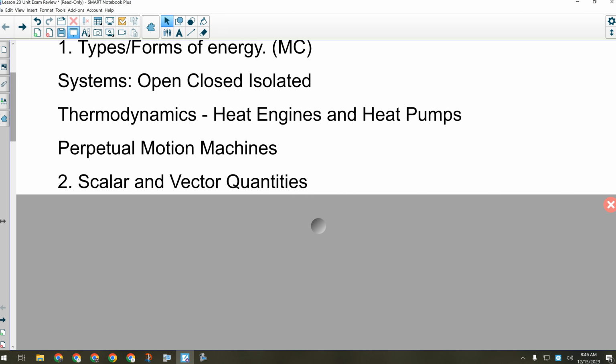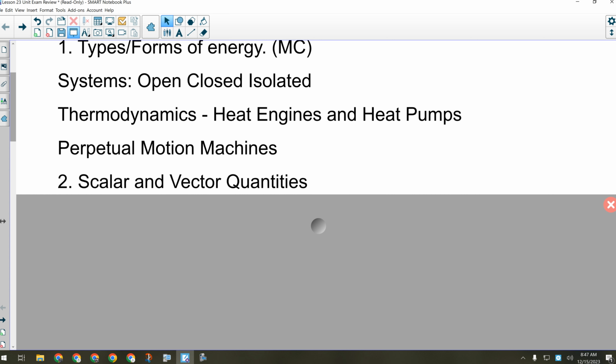Scalar and vector quantities. Where am I going to test that? Multiple choice or written response? Both. There could very likely be a multiple choice question that says which of the following is a vector quantity, or which of the following is a scalar quantity. Certainly I could do that. Where it's most important is in the written response. Being able to remember which quantities are vector and which are scalar is crucial because you solve for vector quantities in different ways than you solve for scalar quantities.